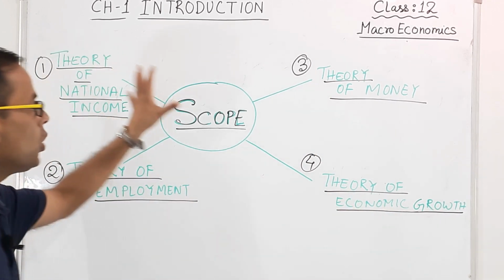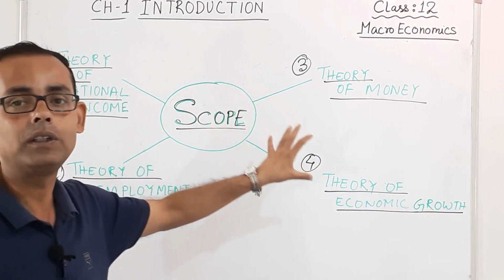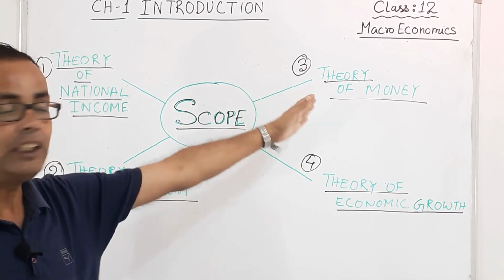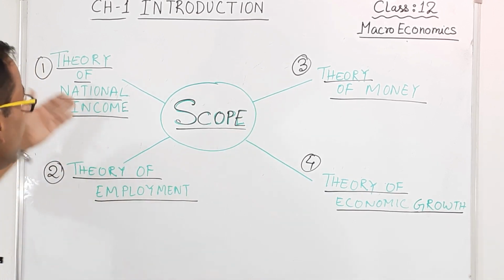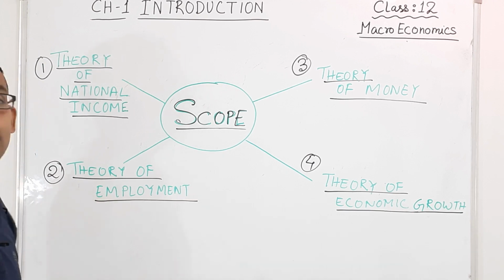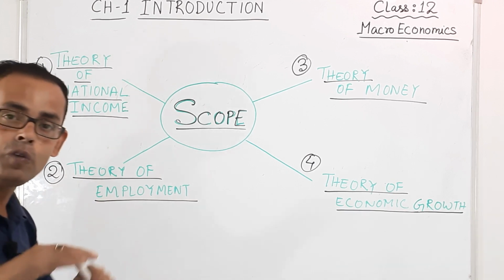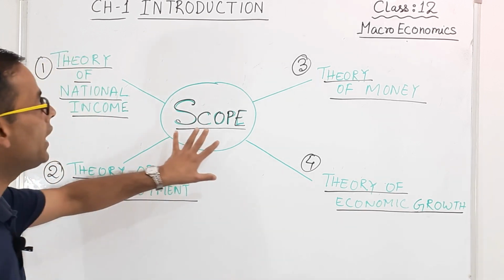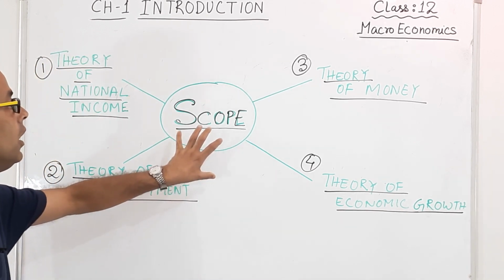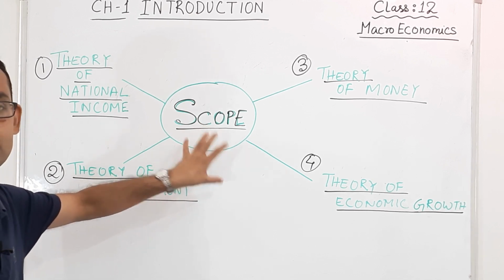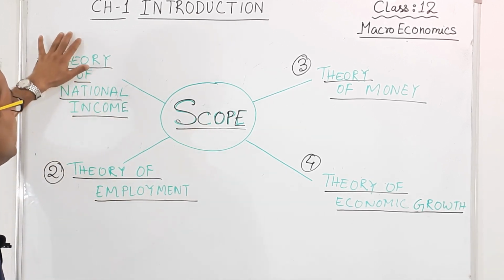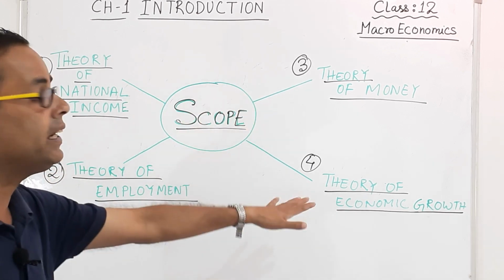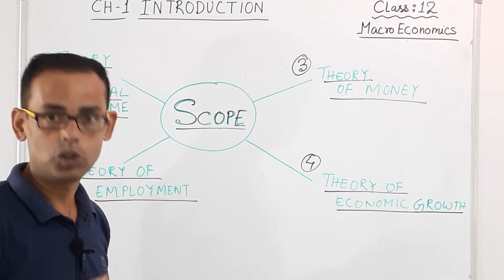Now these scopes are each one chapter in your textbook, in your syllabus. One money chapter is there, economic growth chapter is there, national income chapter is there, employment chapter is there. So we will discuss all those things later on. So you have to understand what the scopes of macroeconomics are. There are 4 scopes: theory of national income, theory of employment, theory of money, and theory of economic growth.